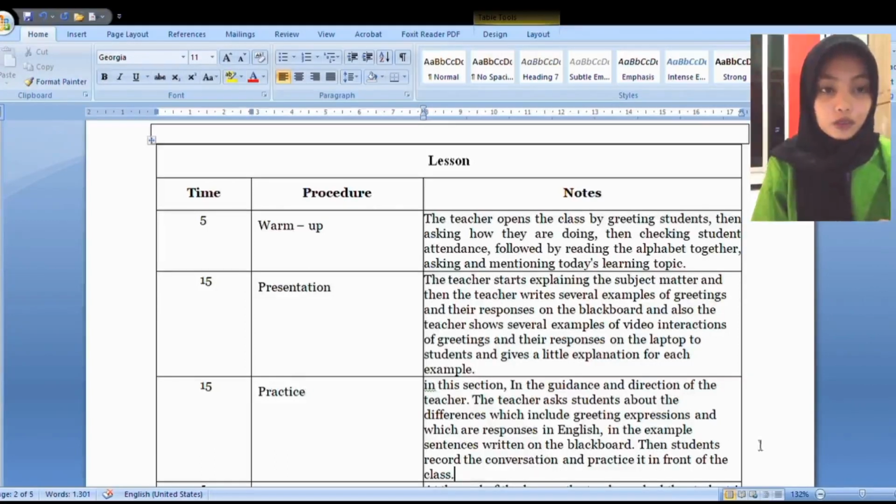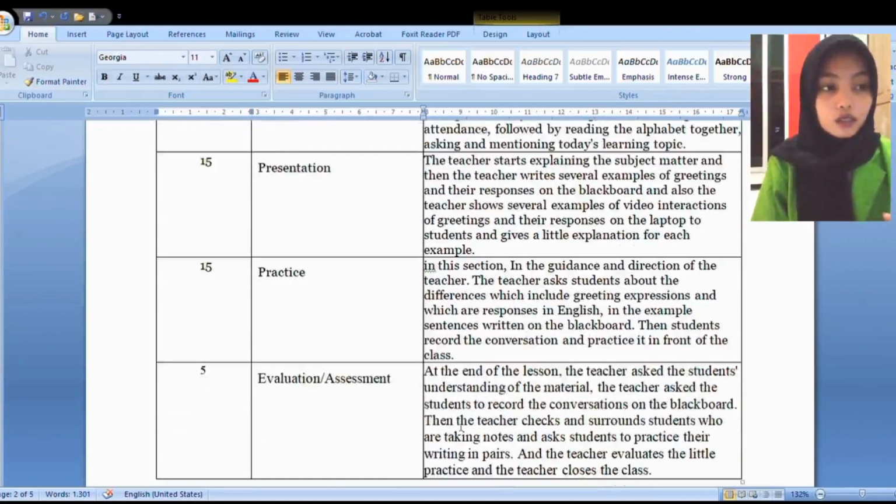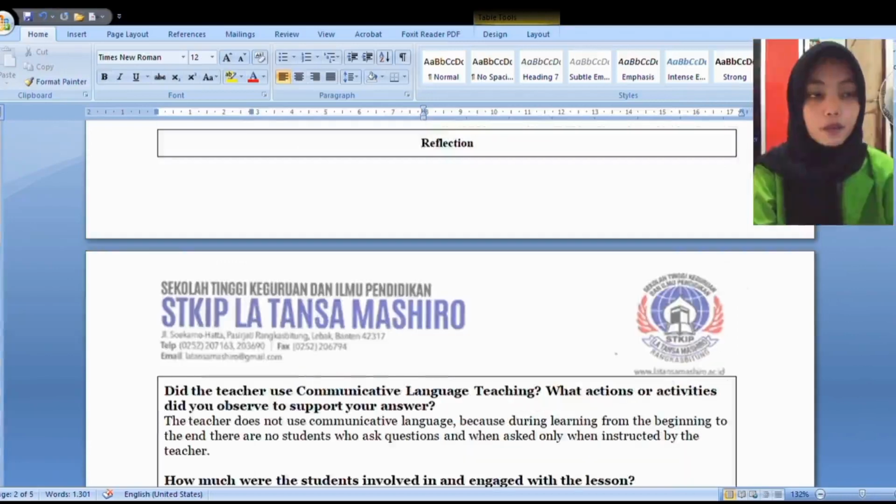Next, time 5, evaluation or assessment. At the end of the lesson, the teacher asks about the students' understanding of the material. The teacher asks the students to record the comprehension on the blackboard. Then the teacher checks and surrounds students who are taking notes and asks students to practice their writing in pairs. And the teacher evaluates the little practice, and the teacher closes the class.